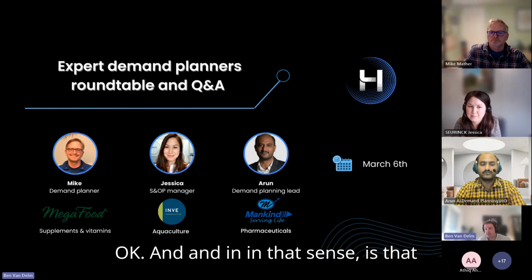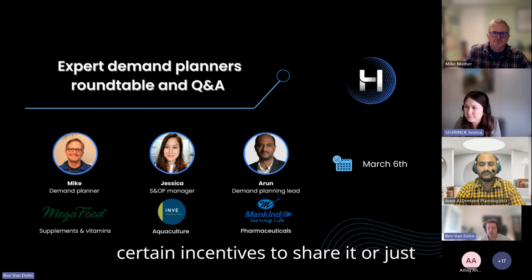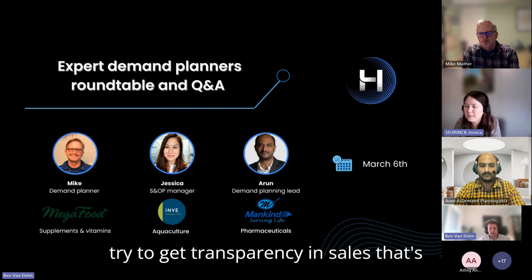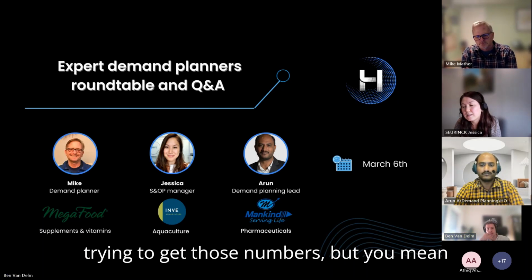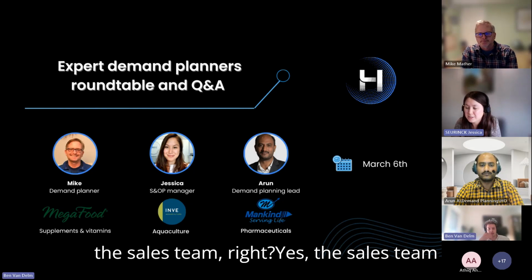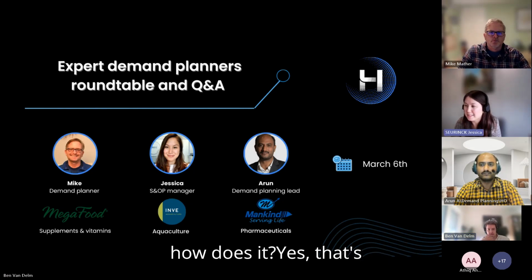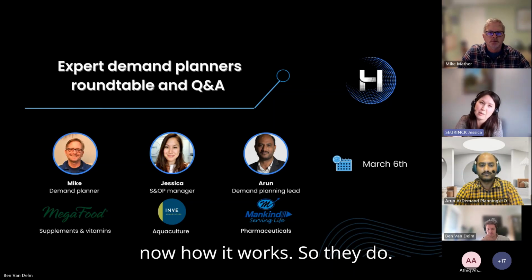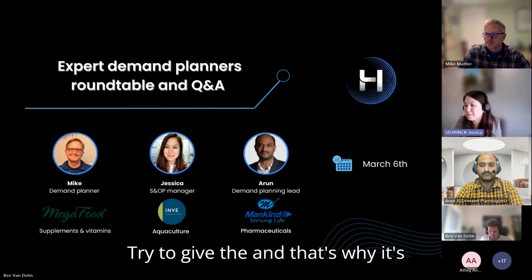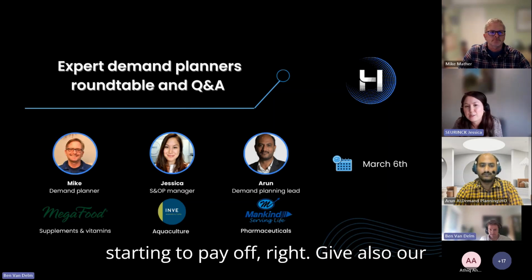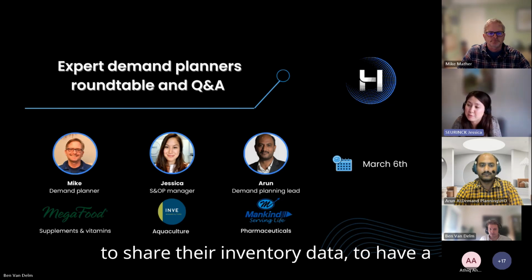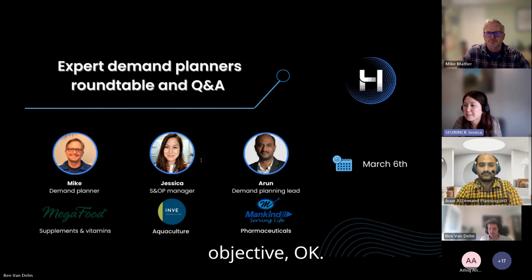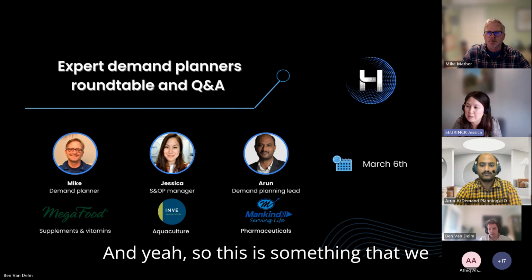Okay, and in that sense, is that also something where they have certain incentives to share it, or just try to get transparency and sales? That's actually not sales. It's you actually trying to get those numbers. You mean the sales team, right? Yes, the sales team will get them and deliver them to you, or how does it? That's not how it works. So they do try to give, and that's why it's starting to pay off, right? We give our distributors incentives to share their inventory data, to have a forecast accuracy objective. So this is something that we are working on.